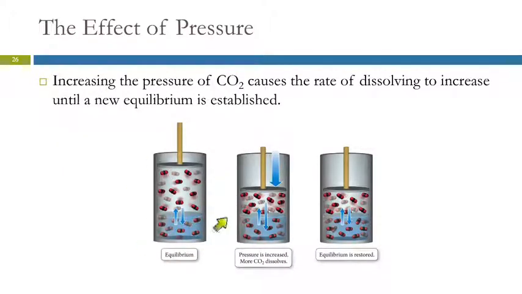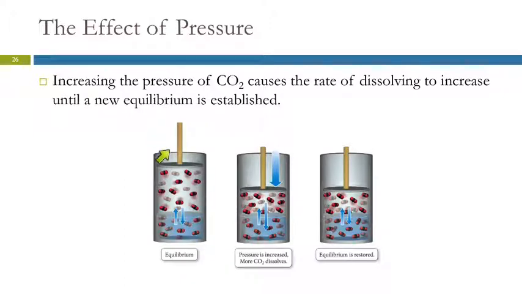So here we have a solution of CO2 and water at equilibrium. The rate of CO2 molecules dissolving in the water and the rate of CO2 molecules escaping into the gas phase is the same. So there's movement here, it's dynamic, but the concentration of CO2 in the liquid and the vapor pressure up here, the pressure of the CO2, are going to be constant.